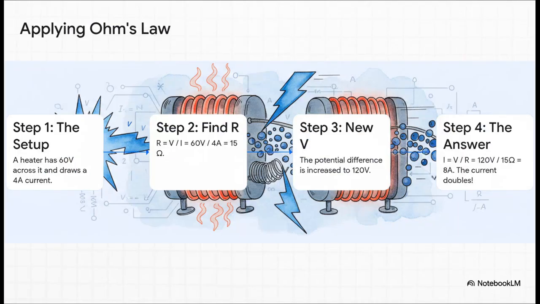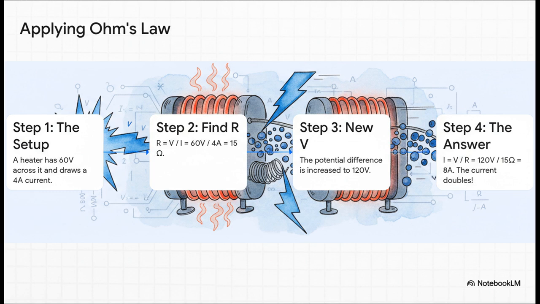Let's put it to the test with an example from the source. Okay, we've got an electric heater. There are 60 volts of push behind it, and it's got 4 amps of current flowing through it. So, what's its resistance? Well, we just rearrange Ohm's law. Resistance equals voltage divided by current. 60 divided by 4 gives us 15 ohms.